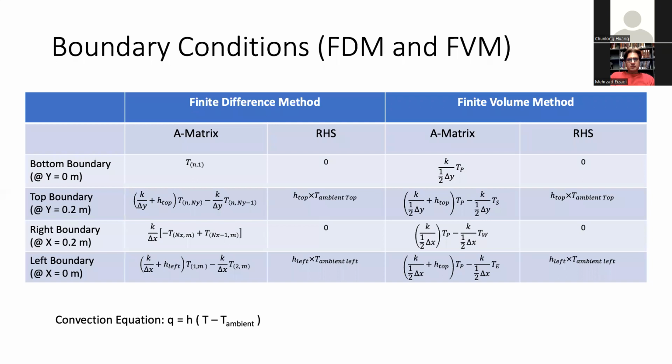In this slide, we're showing the boundary conditions we apply to our numerical methods, the finite difference method and the finite volume method. For the bottom boundary, we have a fixed boundary condition, which is the Dirichlet boundary condition with temperature at 0 Celsius. It's the same for both the finite difference method and the finite volume method. The discretized form of the left-hand side is slightly different, but overall it's pretty similar.